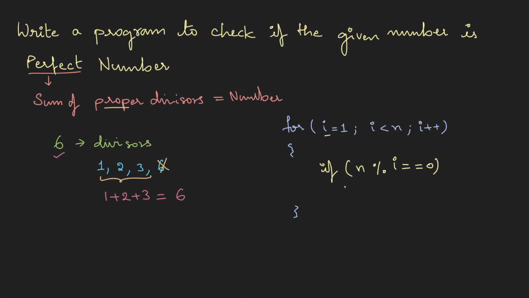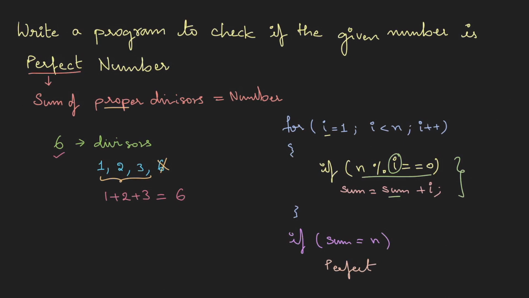For this we'll use a variable, sum equals sum plus I. What this means is basically whenever we find that a number I is a divisor, just keep on adding it to the variable sum. At the end, if that sum is equal to n, we're going to print it as a perfect number.